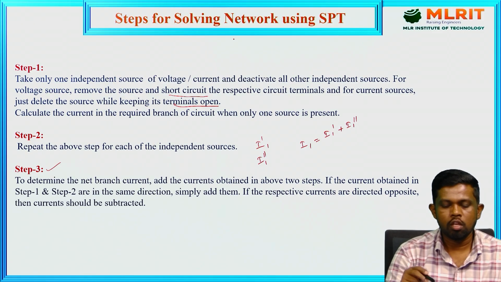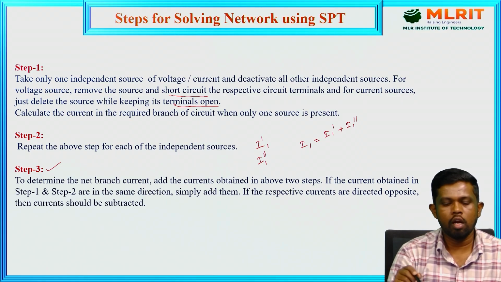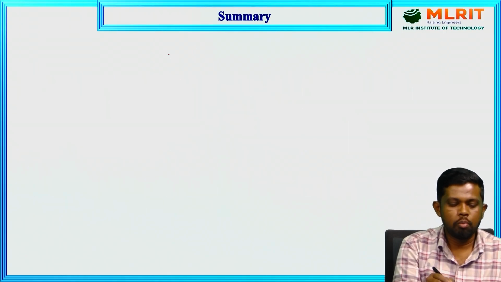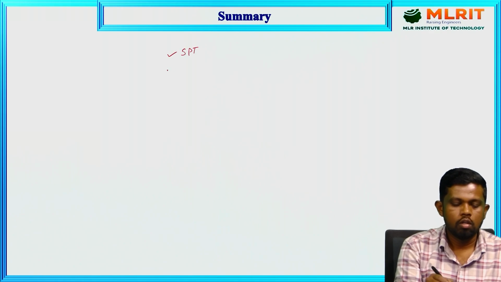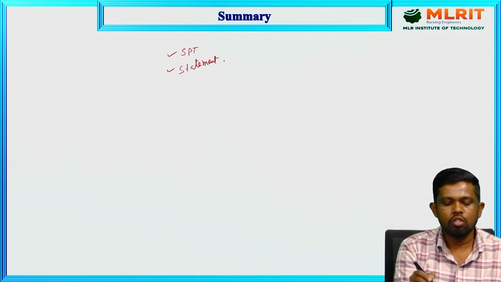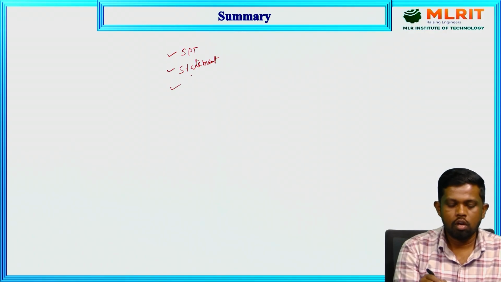So these are the steps involved to apply the superposition theorem to any kind of complex network. In summary, so far we discussed what the superposition theorem is and its statement. The superposition theorem is applicable to any complex circuit consisting of two or more independent sources present in the network. Next, we explained how to apply the superposition theorem to networks.